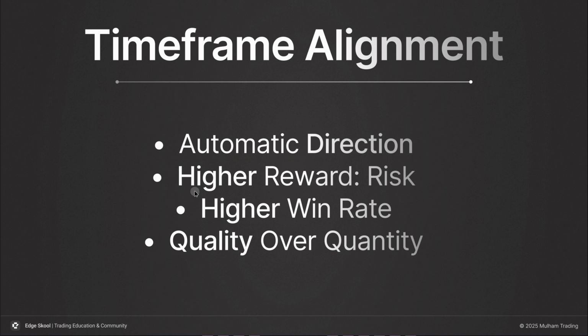Using time frame alignment, in this case using the lower time frame, is going to give you also higher reward to risk, higher win rate, because you're looking for the confirmation, and then quality over quantity. So we're focusing on specific trades that have an alignment between time frames, and that's actually gonna lower the number of trades taken, but we're gonna have more quality, more reward to risk, higher win rate, and we know the direction.